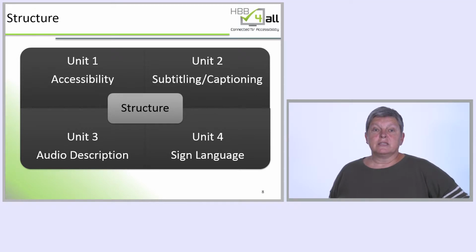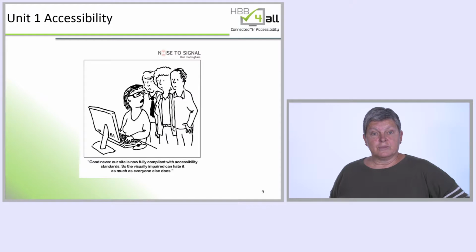The first unit is accessibility, the second is subtitling, the third is audio description, and the fourth is sign language. The first unit is dealing with accessibility and all the issues related with why is accessibility important, who is dealing with accessibility, why is accessibility necessary, actually, and why is accessibility a human right, and the laws and the regulations.